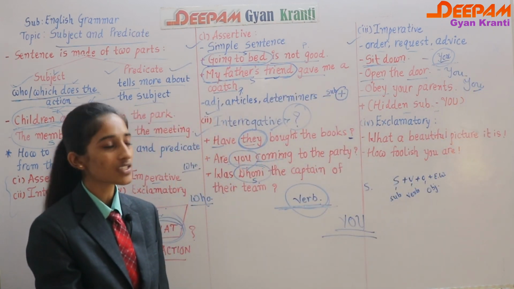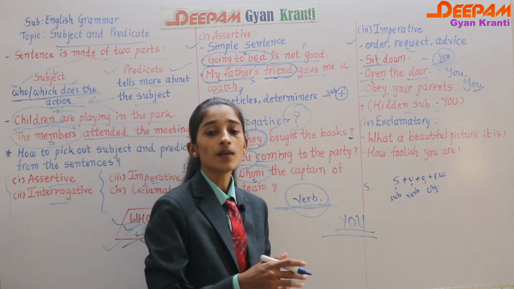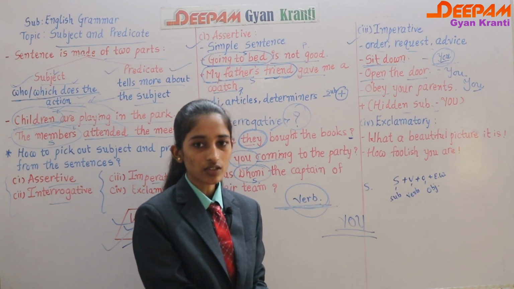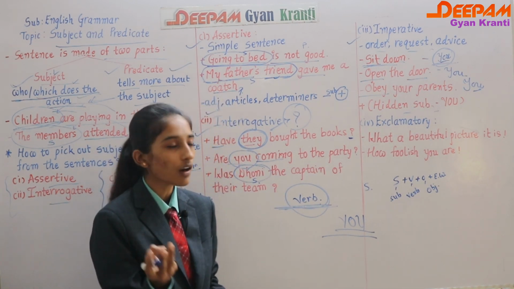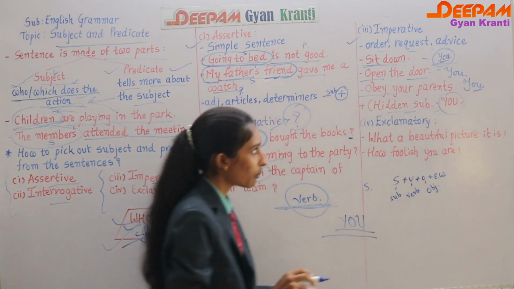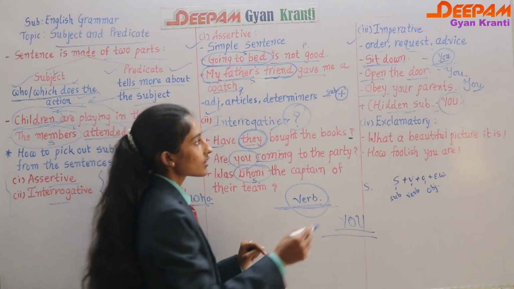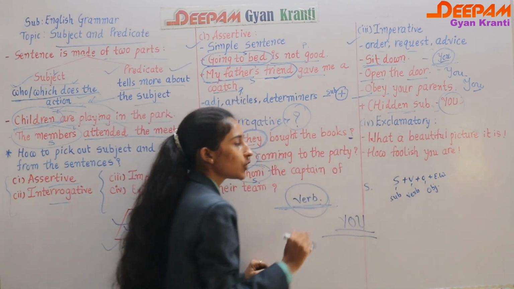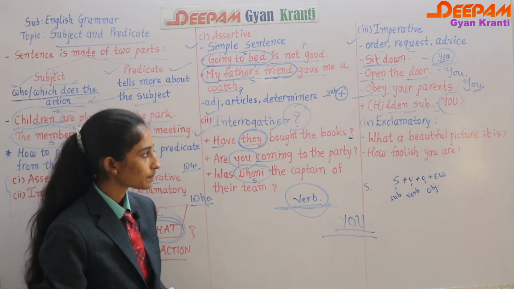So definitely, you obey your parents means we give advice to you. I am giving advice to you. You obey your parents, or else we can say we give an order, request or advice to anybody, that third person, and here you get the subject you in a hidden form. So you have to add you as a subject. So obey your parents means you is your subject and obey your parents is your predicate.